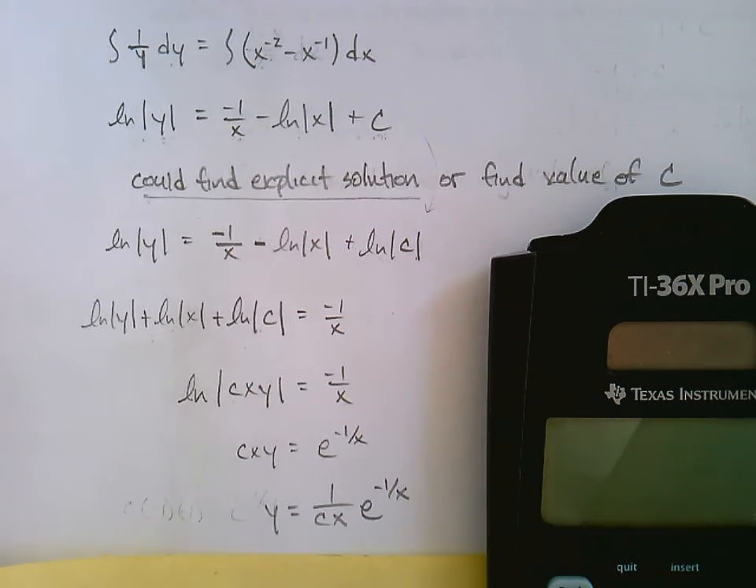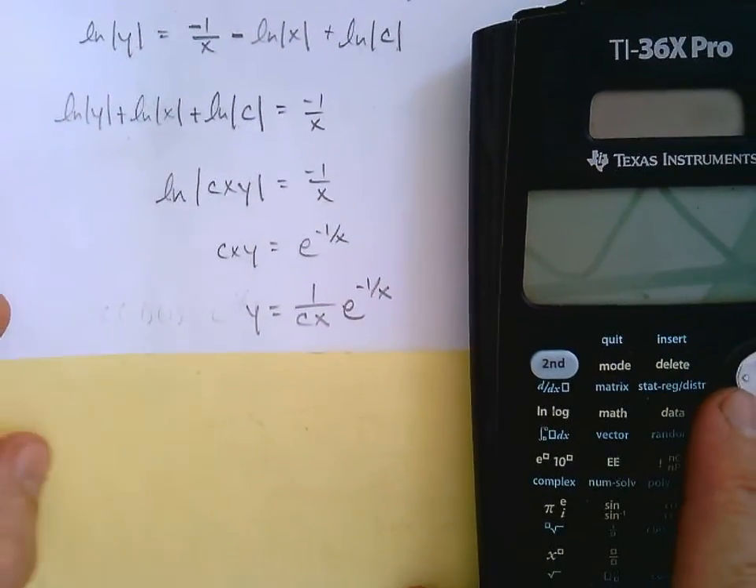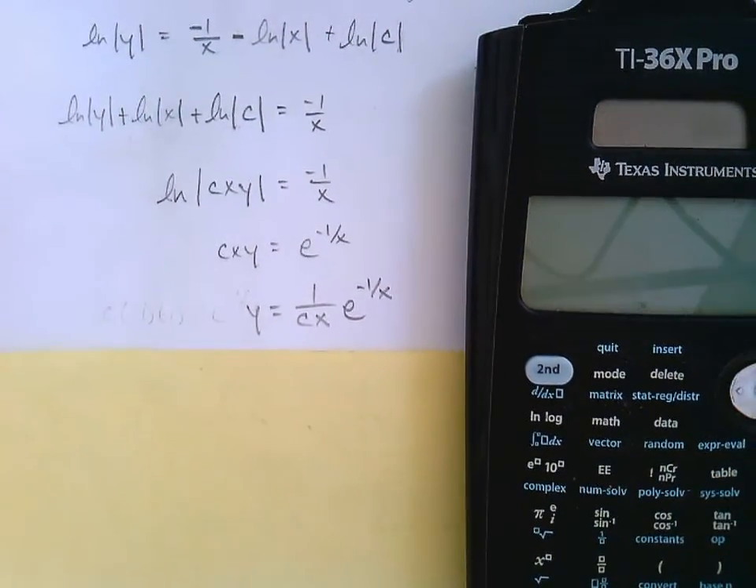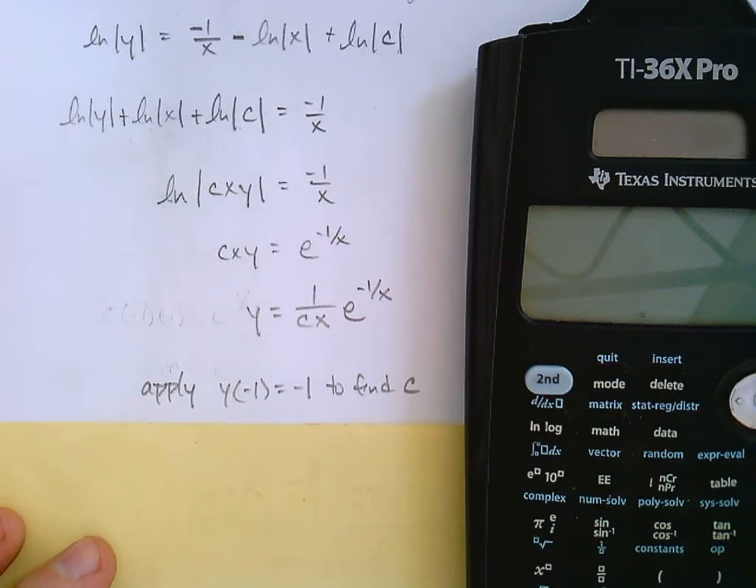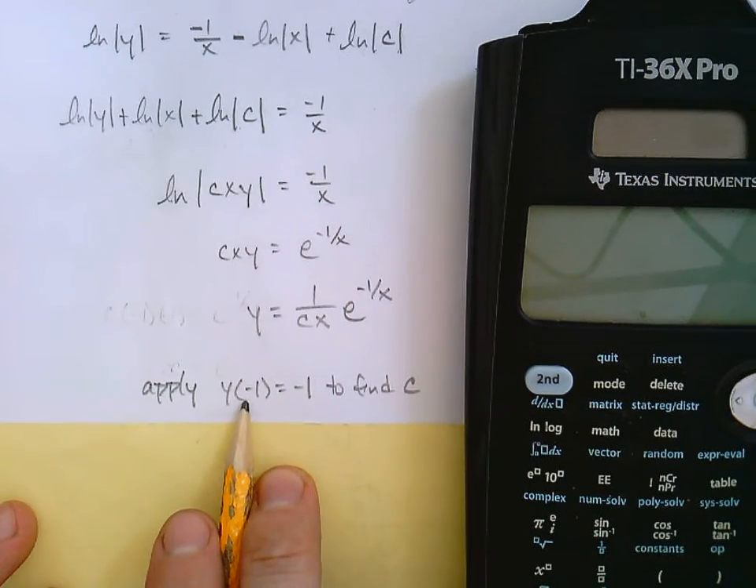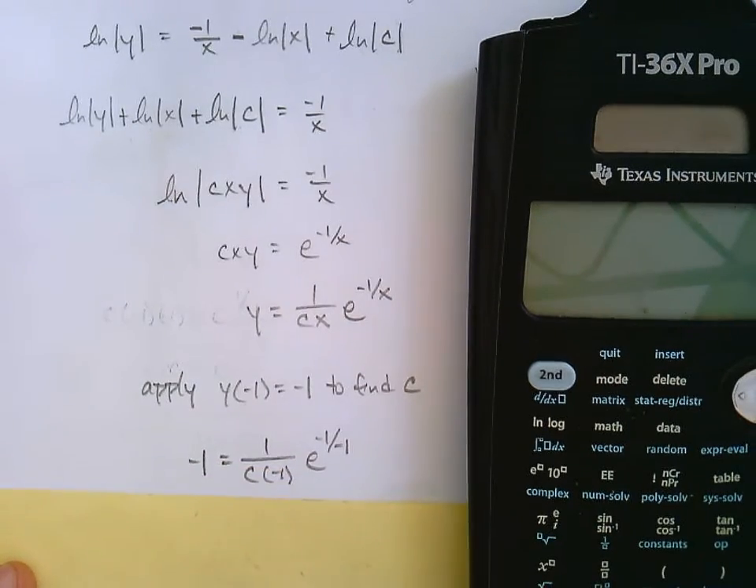Very nice. Now it will be very easy to go ahead and do that IVP part with the initial condition. Remember it said y of negative 1 equals negative 1. We're going to apply that to find c. So we've got our x and we've got our y, so let's plug those both in. So we've got negative 1 equals 1 over c times negative 1, e to the negative 1 over negative 1.